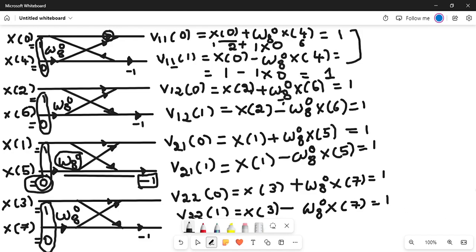So now this is my complete 2-point DFT. My complete 2-point DFT looks like this, right?